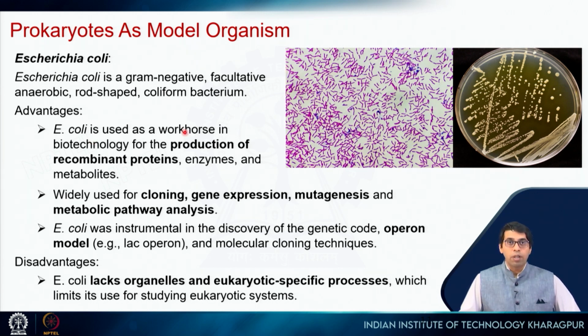So E. coli has been a workhorse in biotechnology for the production of recombinant proteins, enzymes, and metabolites. It is widely used for cloning, gene expression, mutagenesis, and metabolic pathway analysis. It is instrumental in the discovery of the genetic code. So we have looked at genetic code, which codon codes for which amino acid. Those discoveries were made in E. coli. Another important discovery that was made was the operon model. So the lac repressor model was also discovered in E. coli.